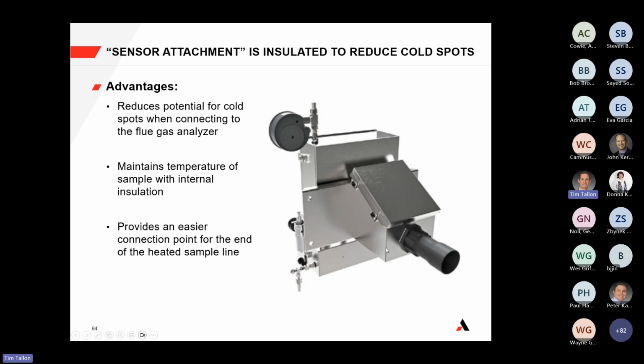These sensor attachments are insulated so that as soon as you get from the heated sample line, you have a space where it's going to be maintained at a temperature. You could use the heat trace to even wrap around some of the tubing before you get to connect to the analyzer. So it maintains the temperature of the sample. It reduces cold spots from rain that may dramatically reduce the temperature of the exposed tubing between the heated sample line and the sensor. And it also provides an easier connection point so that you can just directly mount the back of the heated sample line, so it's less exposed to the elements.